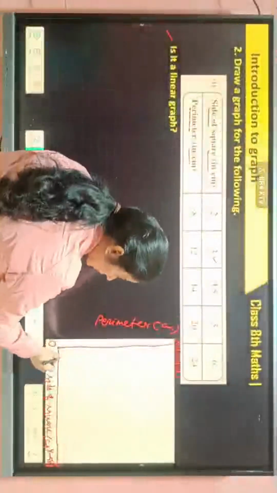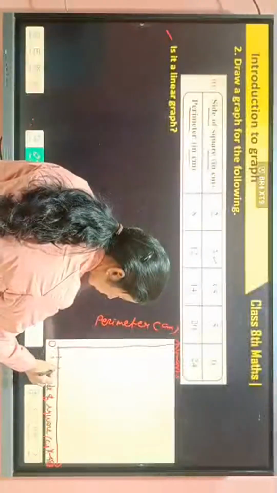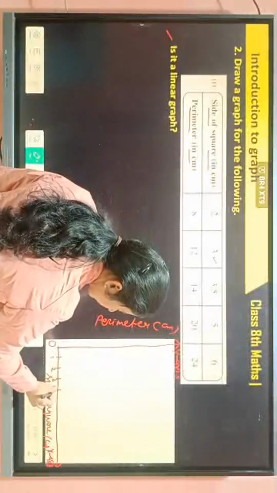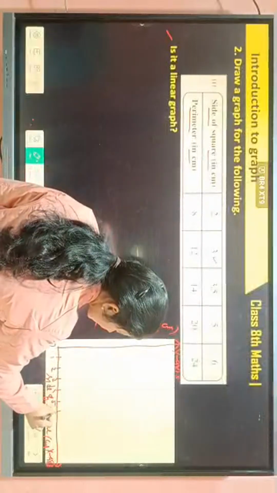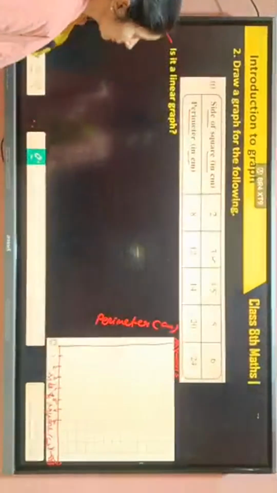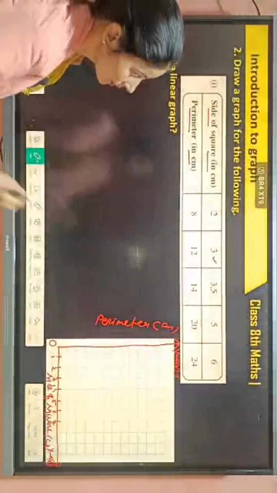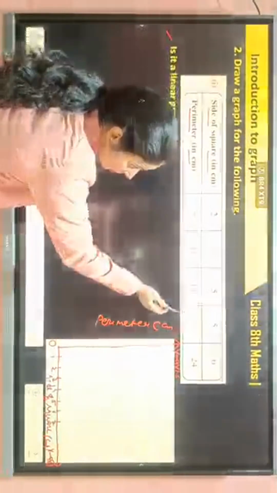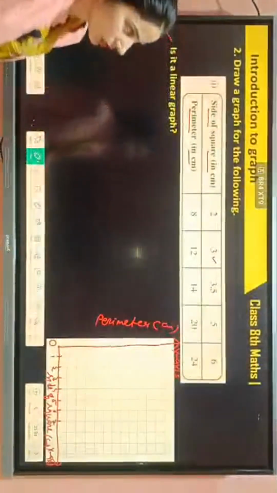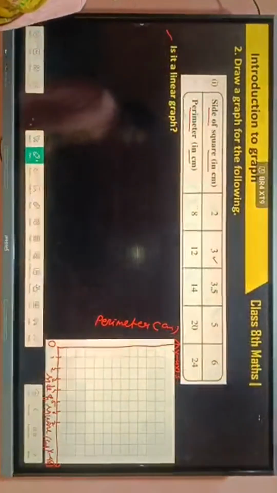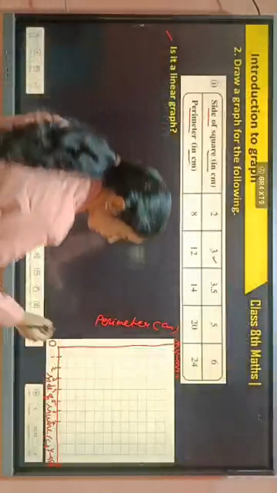Now we choose a scale on the x-axis and y-axis. The side values are 2, 3, 3.5, 5, and 6. One difference we can consider, so we can start from 1. This is 1 centimeter, 2, then 3, 4, 5, 6, 7. I need up to 6. Perimeter in centimeter: perimeter is 8, 12, 14, 20, and 24. So I can consider the table of 4, a difference of 4.